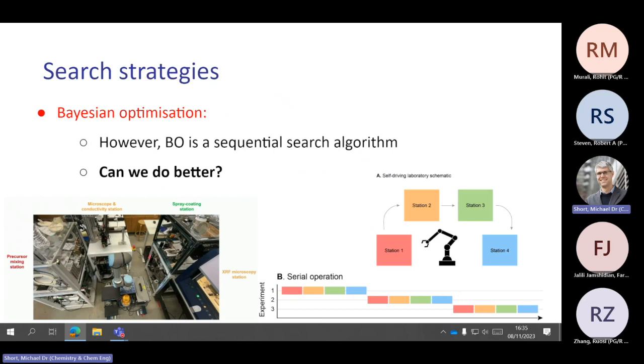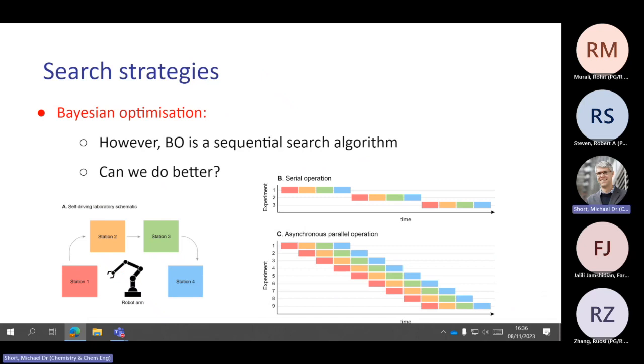However, Bayesian optimization is a sequential algorithm. It means that the optimization of the Gaussian process only begins when the experiment has finished. Take figure B as an example: once an experiment is finished, it begins another experiment. Can we do better to make better use of the wait time when we are evaluating the experiments?